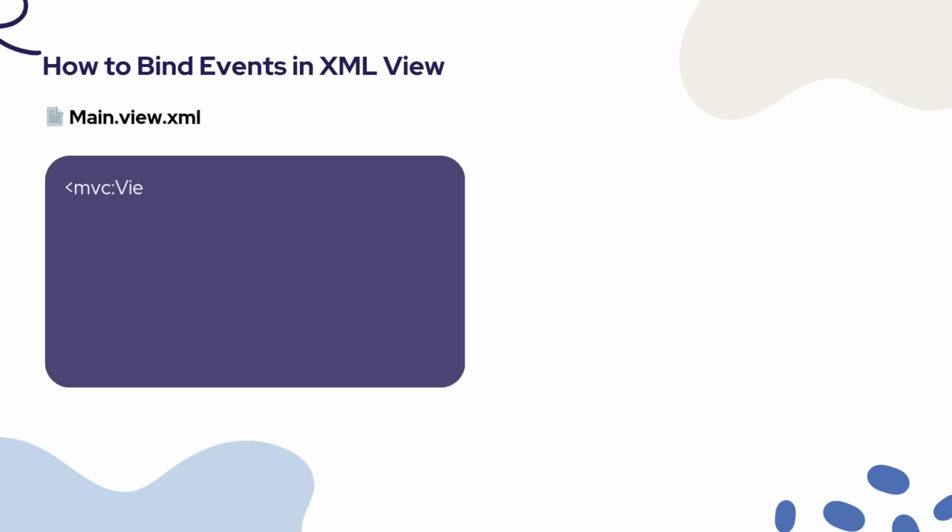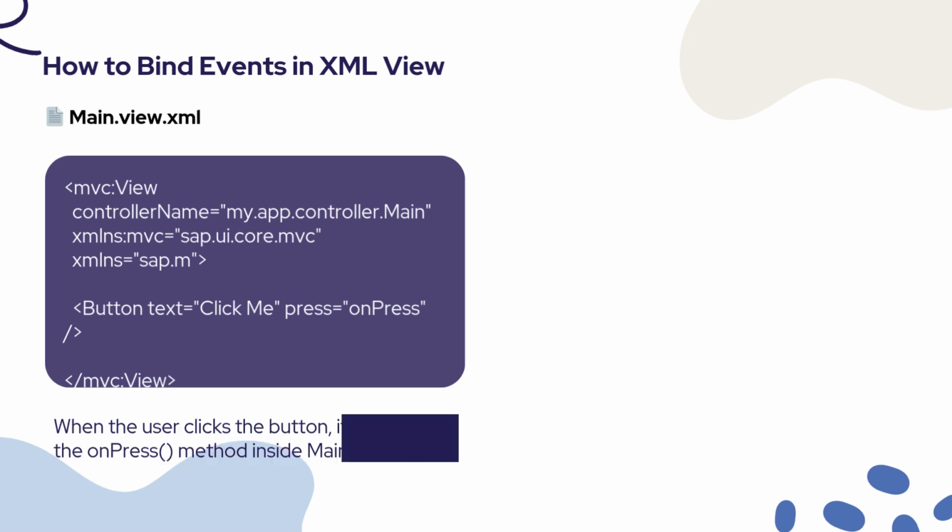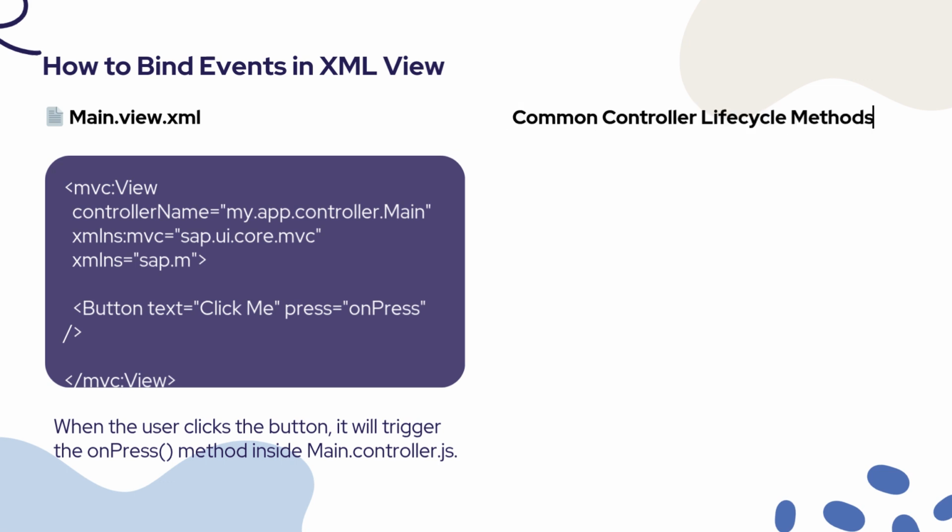How to bind events in XML View? Now that we have our onPress function in the controller, how do we tell the button to use it? As you can see in the XML code on the screen, notice press="onPress". This means when the button is clicked, it calls the onPress method in our main.controller.js file.